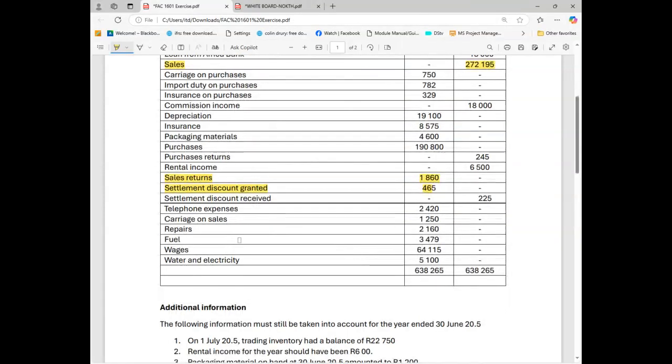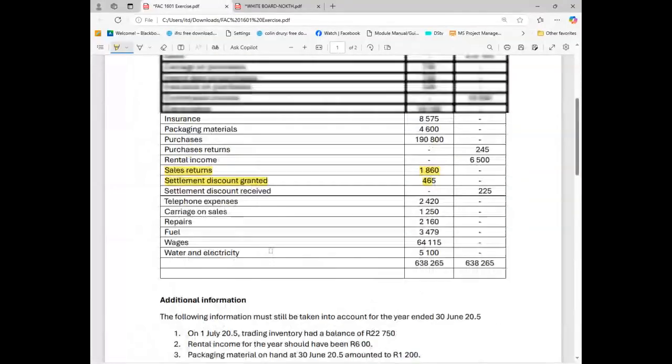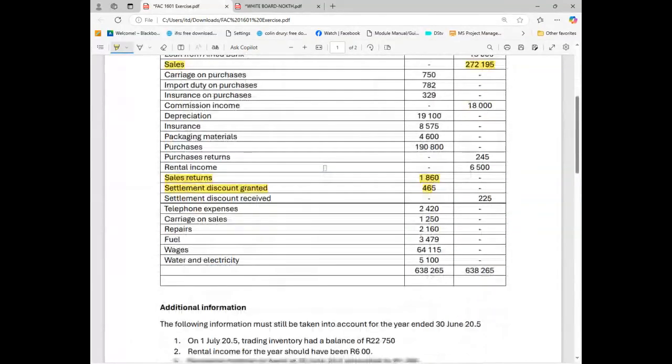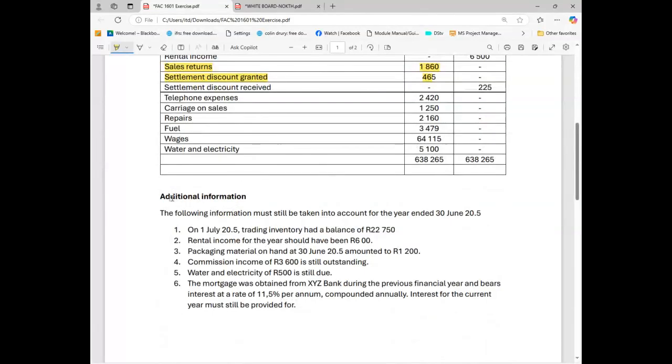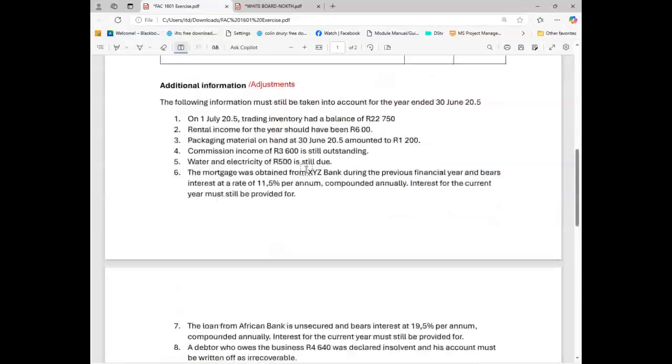So far, you okay? Yes, I'm good. Now, after doing that, you go and check your information here. These are called additional information. Next time, they will call this adjustments. So don't be confused. They mean one and the same thing, okay? You must check if there's anything that affects your sales here. By reading the transactions or the adjustments, you'll be able to know.